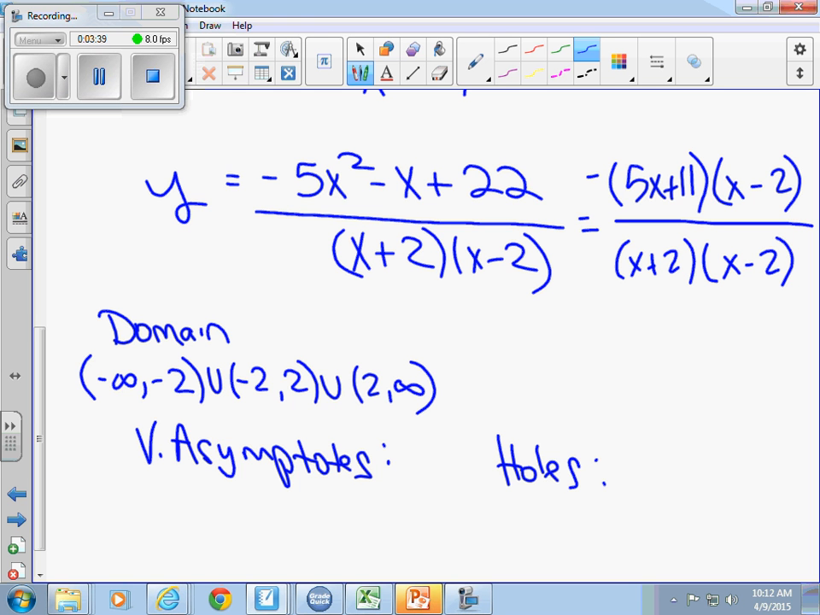Now, why do I want that negative factored out? That's a hole. If I were to plug in 2 into the numerator, I would have gotten 0 on top, which lets me know that's a hole. So my hole is x equals 2. My vertical asymptote, x equals -2. Any questions about that one? So that one was a tough one.